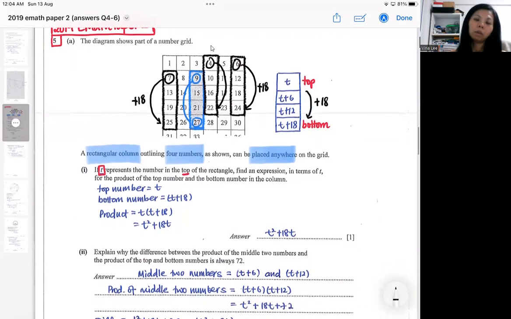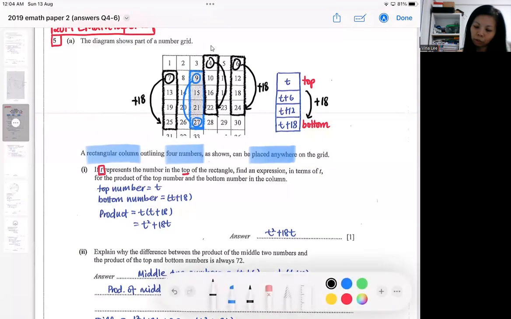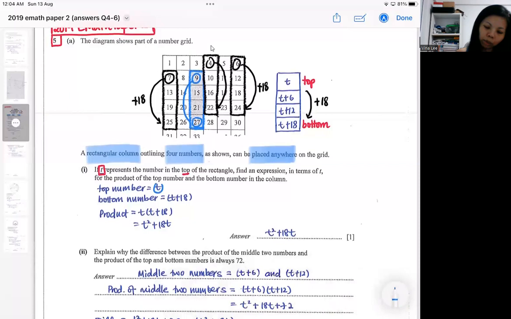That's why I deduce that the bottom number is T plus 18. If the top number is T, then the bottom number will be T plus 18 because they consistently have a difference of 18. I follow the instruction. The instruction would like me to do a product, so I'll just be doing my basic algebra. I'll just multiply them. So that's my answer. The number pattern comes in the observation: you observe how the top number is related to the bottom number, and then you do the algebra product.